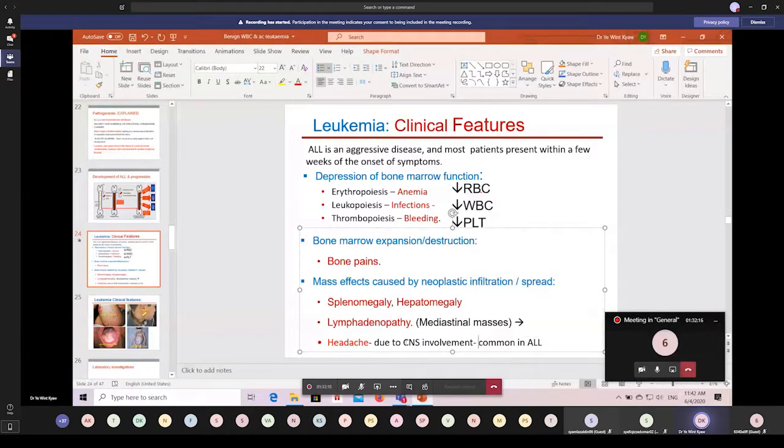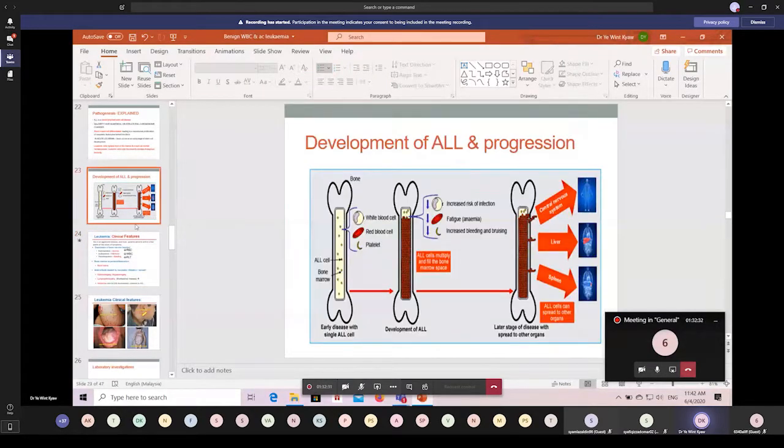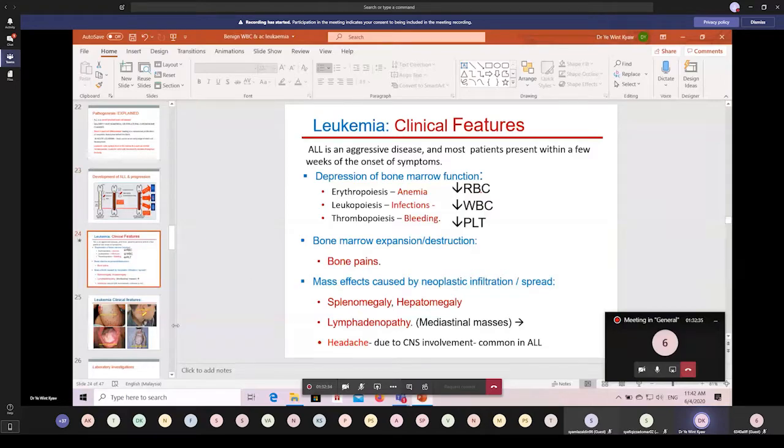Headache is common in ALL, not in myeloid leukemia. It's common in lymphoid leukemia. CNS involvement is common in ALL. I'm not sure of the mechanism. They explain in the samples that the cells are trophic, they like to go to the CNS. I'm not too sure of the mechanism, but you need to memorize that ALL is common in the CNS. Another one, testis.